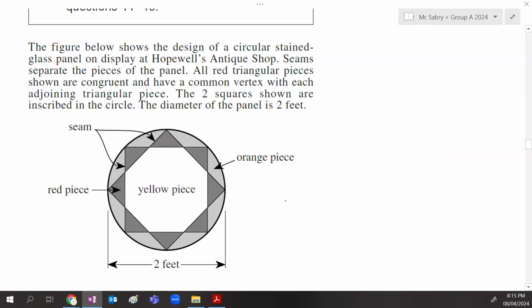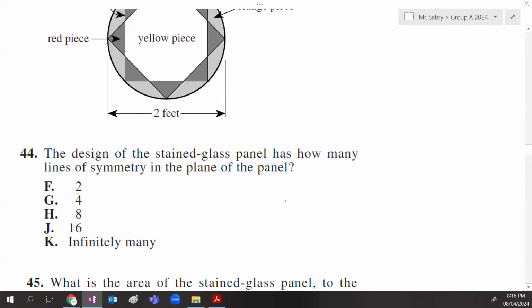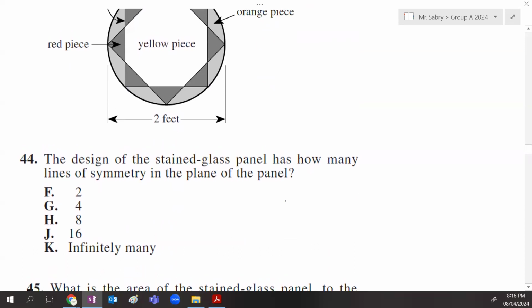The first question is related to the strange shapes, I mean more than one, group questions a bit. It says the figure below shows the design of a circular stained glass panel on display at Hopewell's antique shop. Seams separate the pieces of the panel. All red triangular pieces shown are congruent and have a common vertex with each adjoining triangular piece. The two squares shown are inscribed in the circle. The diameter of the panel is 2 feet. The design of the stained glass panel has how many lines of symmetry in the plane of the panel?